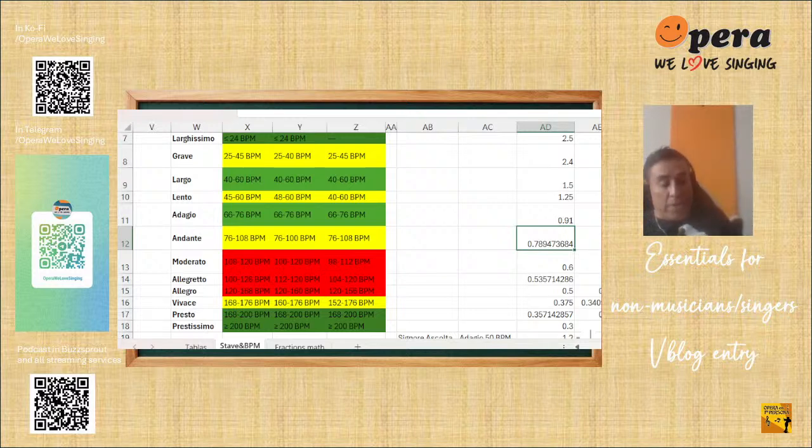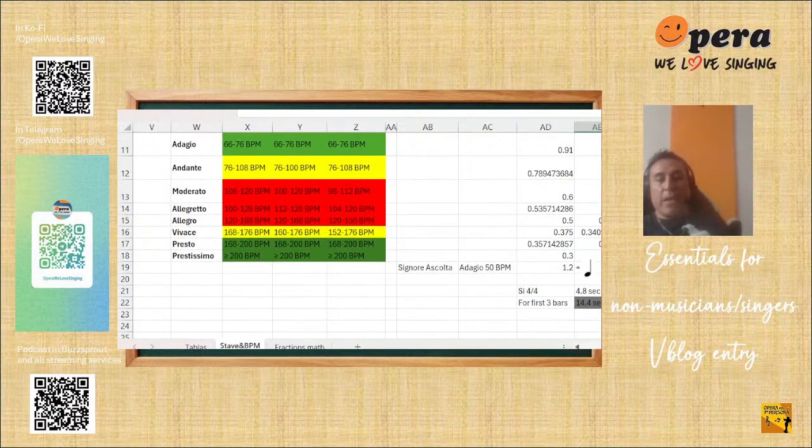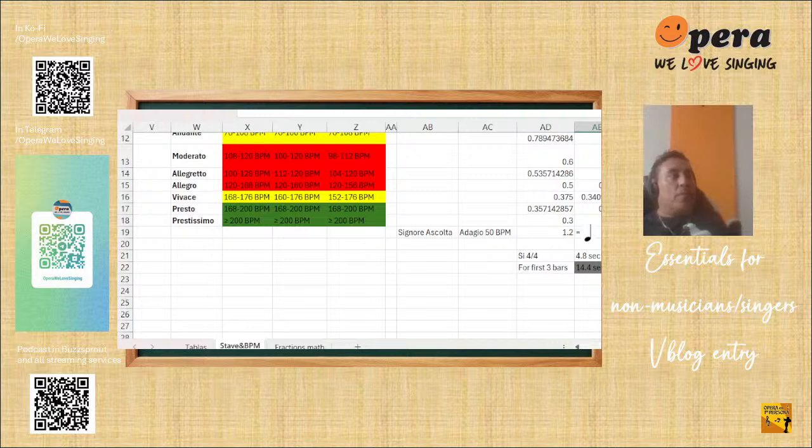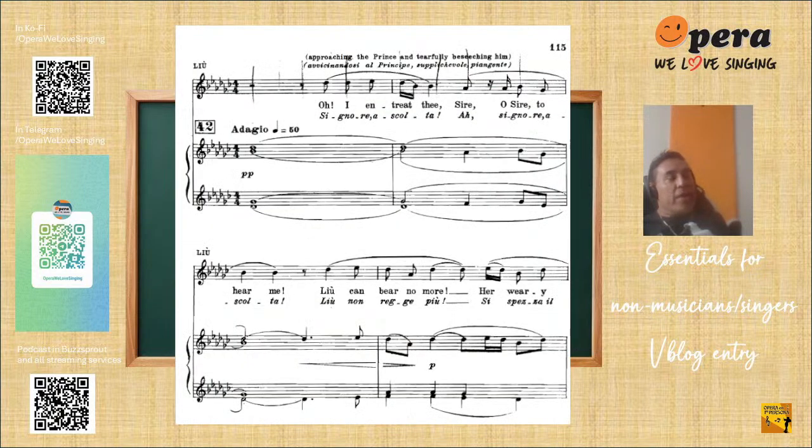It can be very, very hard, but since musicians just look at the metronome, they lose sight of what the actual numbers of the duration of their notes are, and it can be very tricky, as you will see in our example. For our example, I chose Signore Ascolta, one of my favorite arias of all times, and we're going to start looking at what we have here.